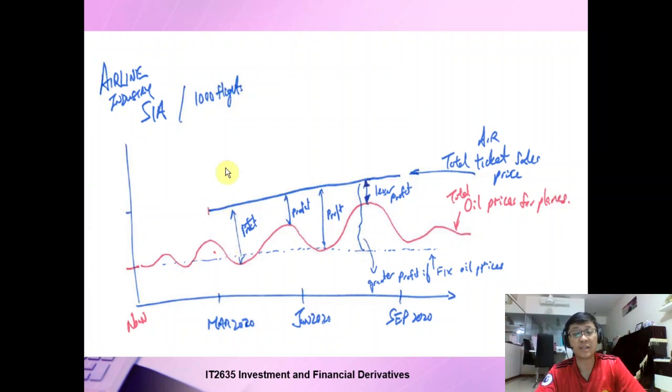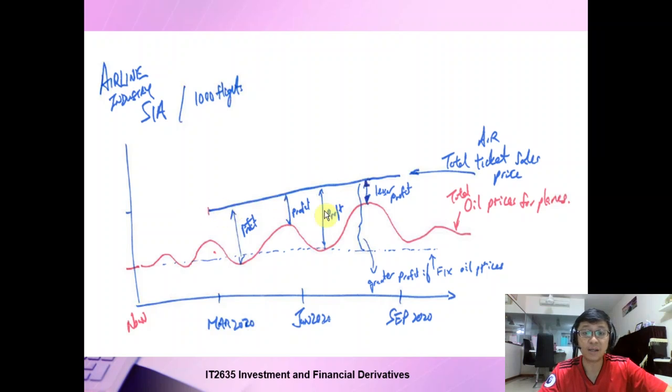So here you have another diagram that basically shows the airline industry. Example, SIA, they do like 1,000 flights every day or every other day, right? So you have this oil price that basically fluctuates up and down over the few months. You can see March, June, September. But you can see that just now we talked about the air ticket sales, which is actually a fixed line. The air ticket sales price is pretty fixed, because the ticket price doesn't fluctuate that much. You always have a fixed ticket price.